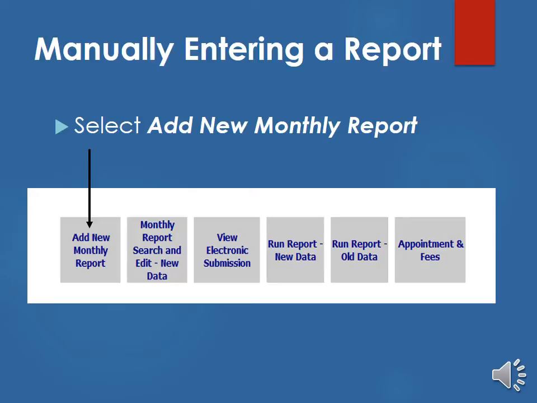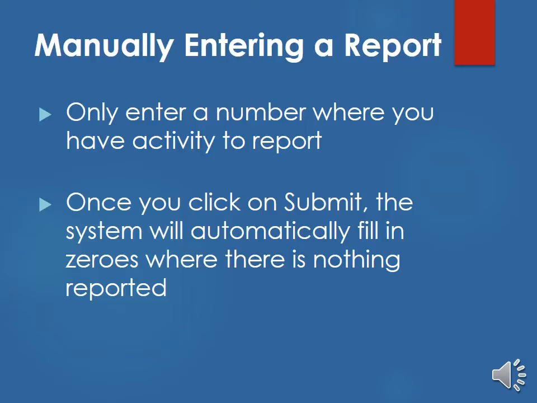Now let's go over the options for submitting the reports, the first being manually entering the information. To do that, click on Add New Monthly Report. A tip when entering the report manually is to only enter a number where you have activity to report. In other words, it is not necessary to type a 0 in any field where there is no activity to report. Once you have completed the necessary information and click on Submit, the system will automatically fill in zeros where there is nothing reported. So keep this in mind if you have no activity to report in any or all sections.